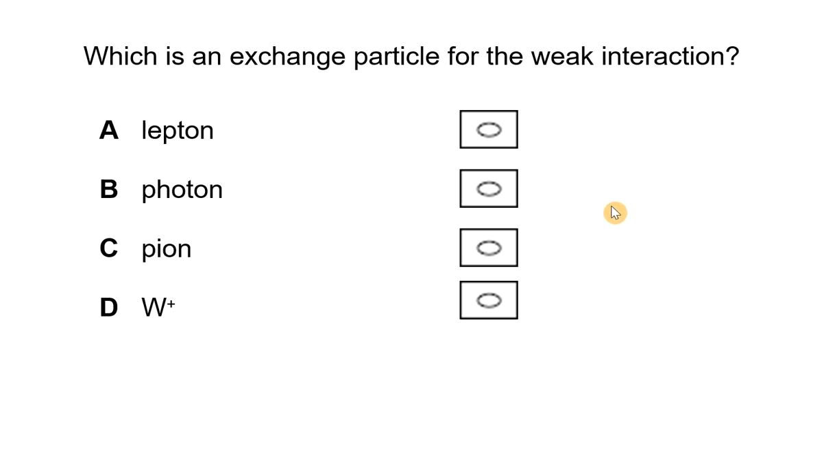Hello, another AQA A-level question. This one's on particle topic. If you want to try a different question from the same topic, click on the information bar up here. If you want to try and answer this question yourself, pause the video now.